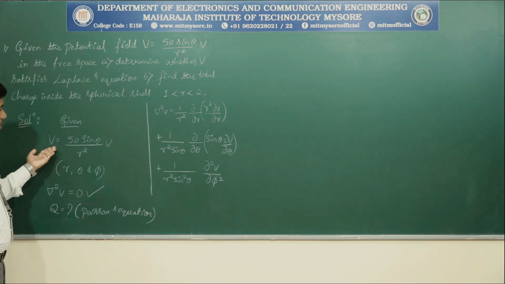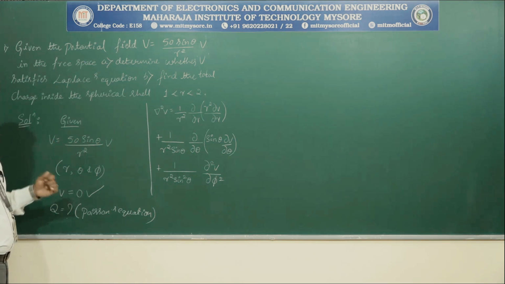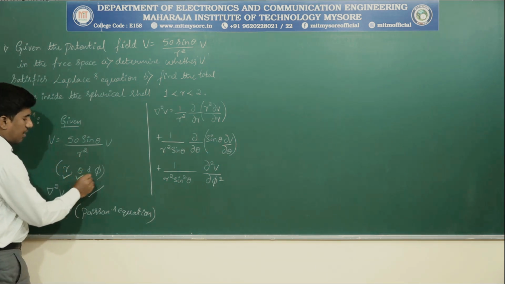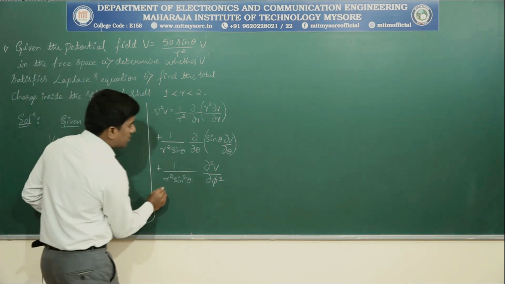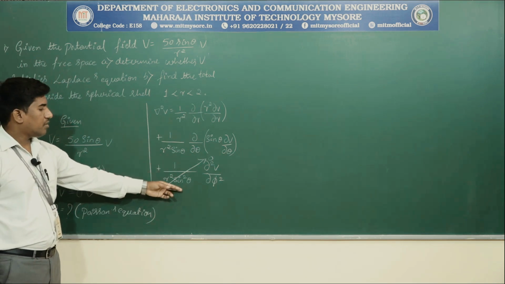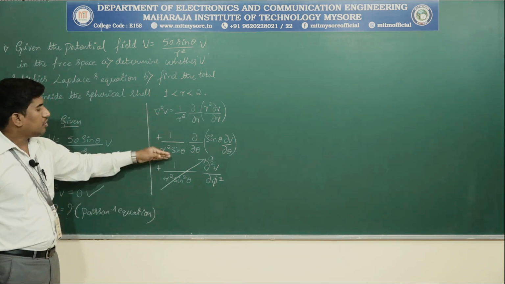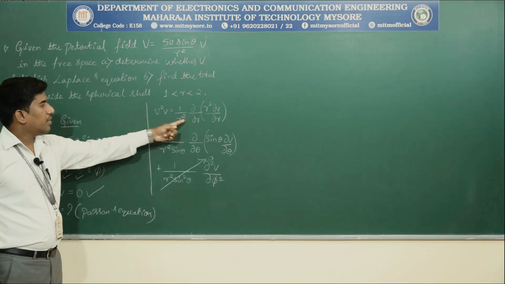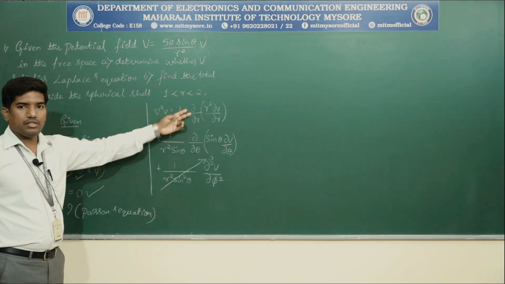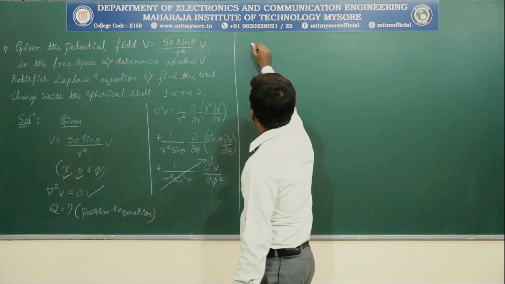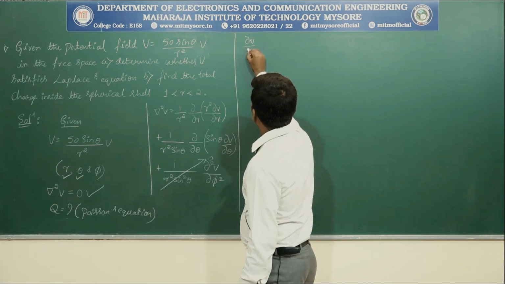By looking at the potential equation given, this is 50 sin theta divided by r square, which is dependent on only two coordinates, r and theta. Phi component is 0. That means this third component vanishes. We don't want to use this third component, the phi component. Only these two are enough. In order to calculate gradient square V, we need to identify these two quantities. So for that, let us choose dou V by dou r first.